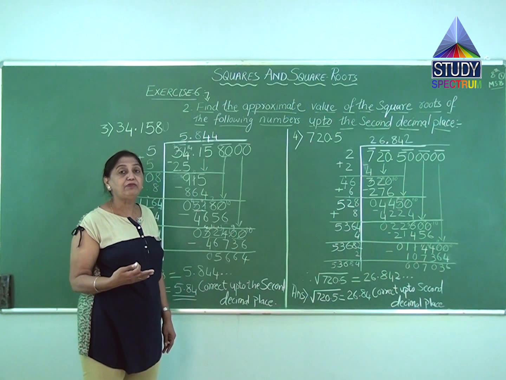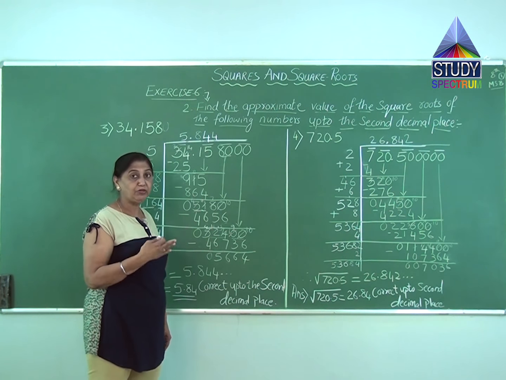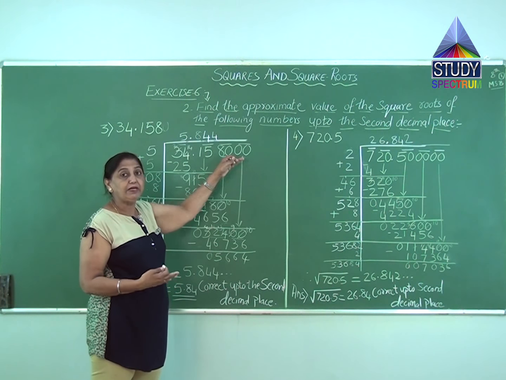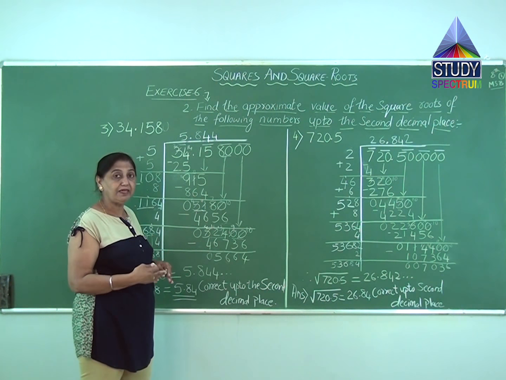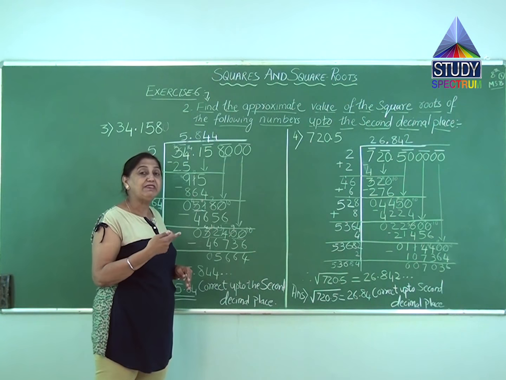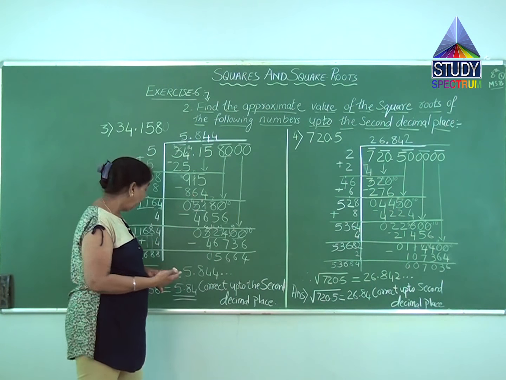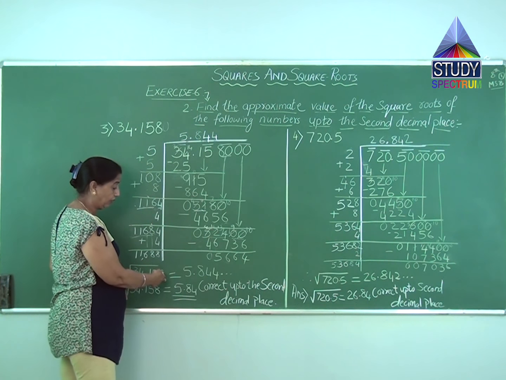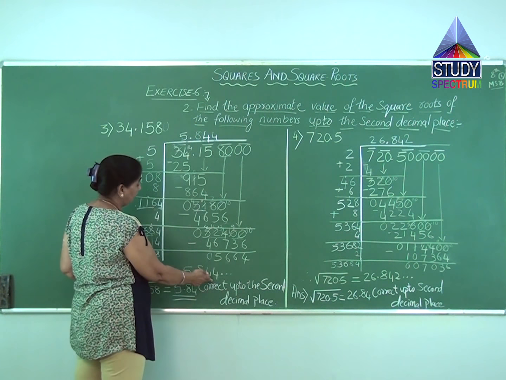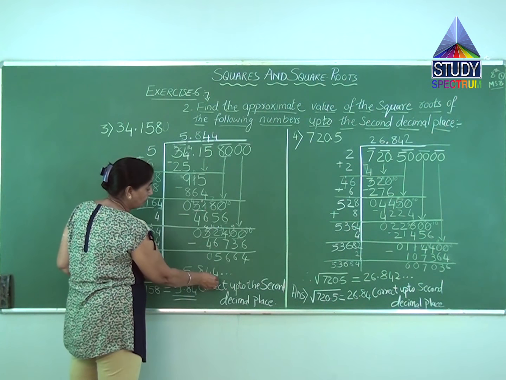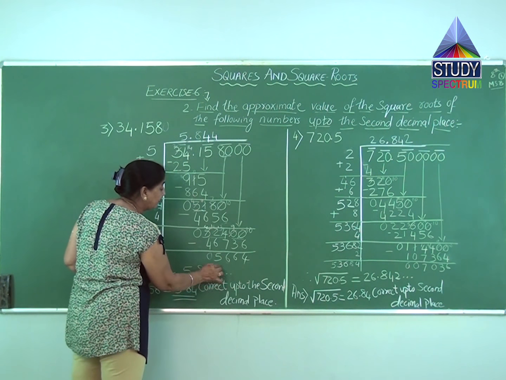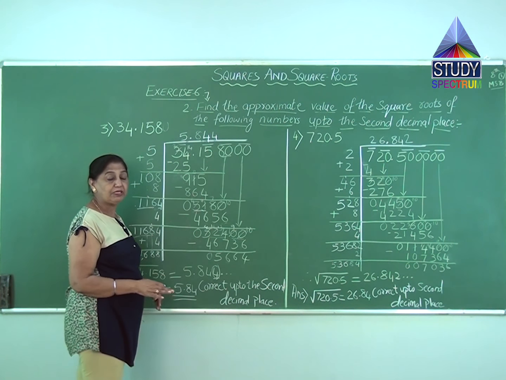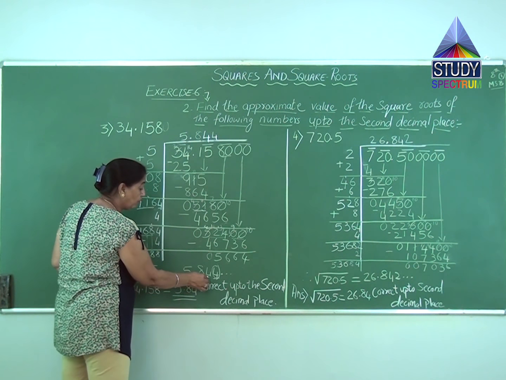But here we have to get the answer only up to the second decimal place. So we have done up to the third. Now to consider the second decimal place, you have to always see the third number. In this you have seen the root of 34.158. The third number over here is 4, which is less than 5. So I will drop it. I will not consider that number. The answer will be up to here.